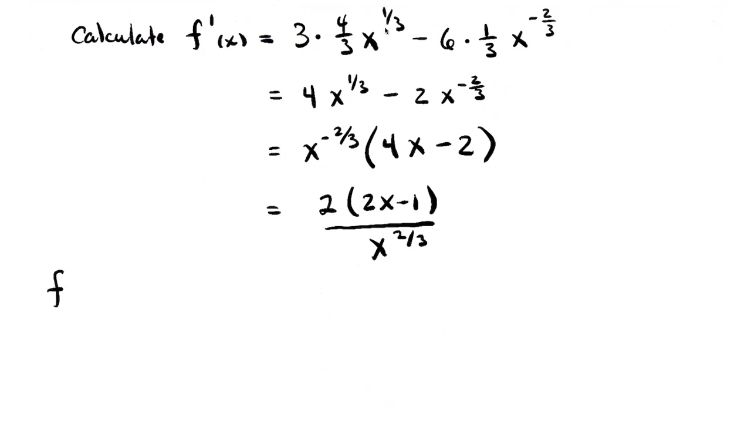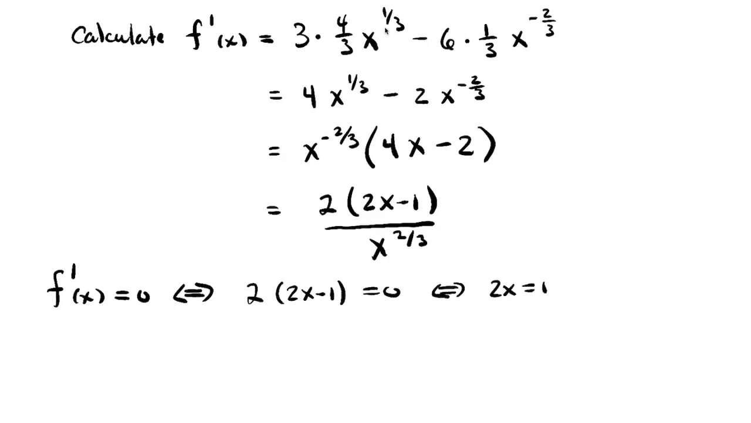I can say that f prime of x is 0 if and only if, is what that little symbol means, the numerator is 0. And you can certainly divide both sides of that by 2 and then add 1 to both sides. So that's going to be if and only if 2x is equal to 1. That's if and only if x is a half. There's one good critical number. It's x equals a half.